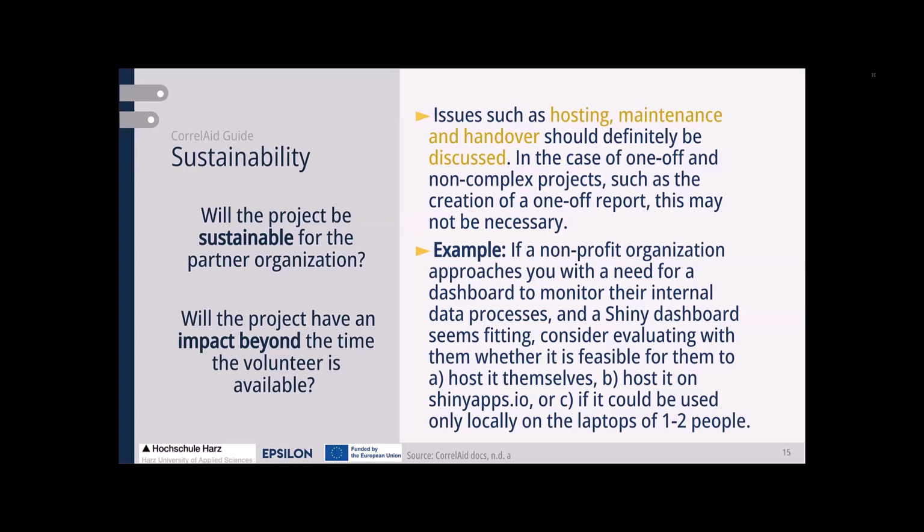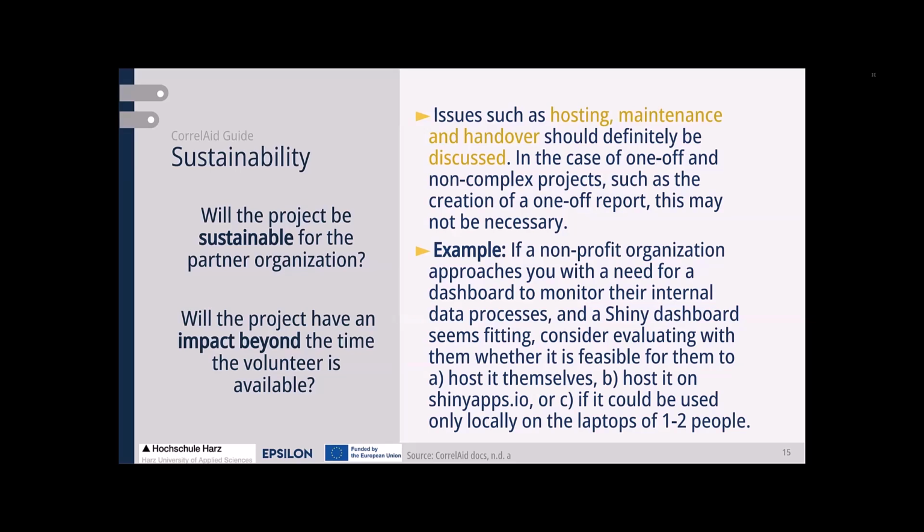So therefore, the general question is, what is the impact beyond the time the volunteer is available? So you should ask yourself before you start the project, who is hosting this project? Is there on the other side someone who gets the handover after the project is done? And this is linked with the educational aspect. Is there a person on the other side, working in the social organization, who is able to apply the results that you are realizing, and who is able to understand what you are doing? So the person you can hand over the results to.